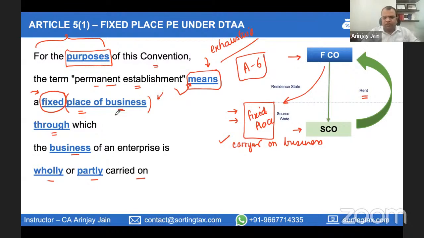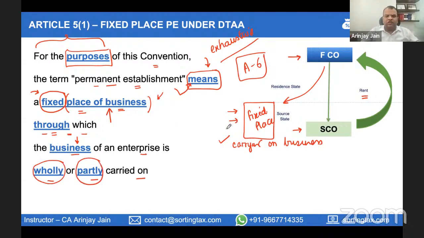Now, when we talk about a place of business, there is no mention in the treaty whether this place of business should be owned by the enterprise or it can be even a rented place. There's no mention whether there should be a formal legal right to use such place, or even an illegal occupancy can constitute a PE. So for tax purposes, it doesn't matter whether the place is owned, rented, legally occupied, illegally occupied. In all those cases, this place would become a permanent establishment, provided through which. Through which implies that from this place of business, the business of an enterprise is wholly or partly carried on.